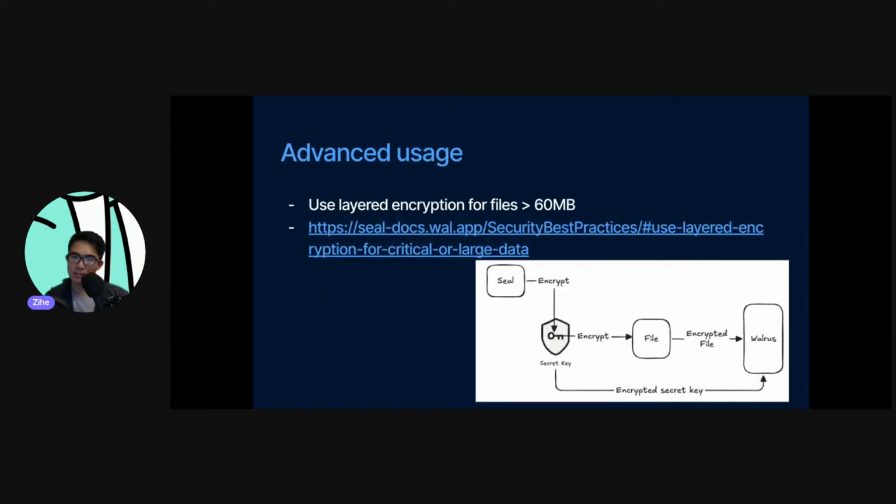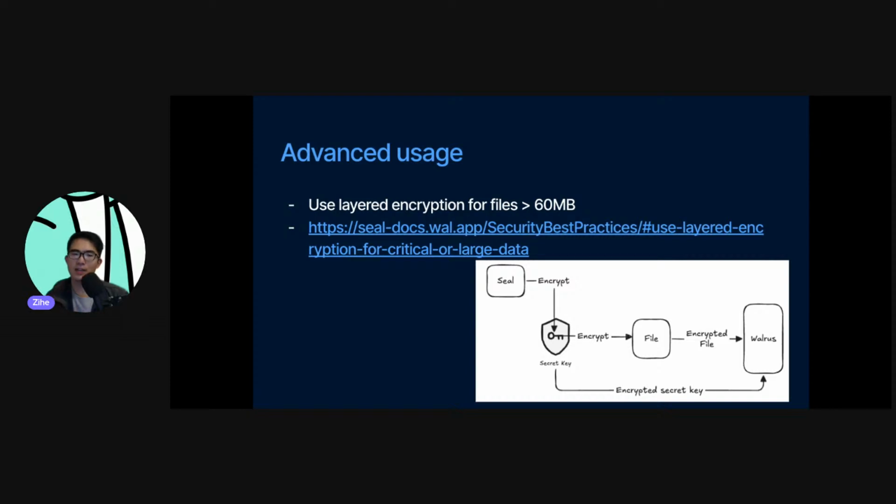The next thing to mention is how to use Seal to encrypt large files. Currently, if you are using Seal to directly encrypt files larger than, I would say, 60 megabytes, it could take a long time. So the best security practice for that is to encrypt the file with a random passphrase, and then use Seal to encrypt this random passphrase.